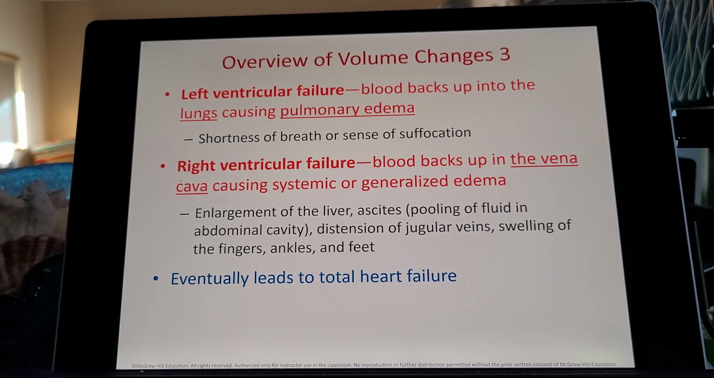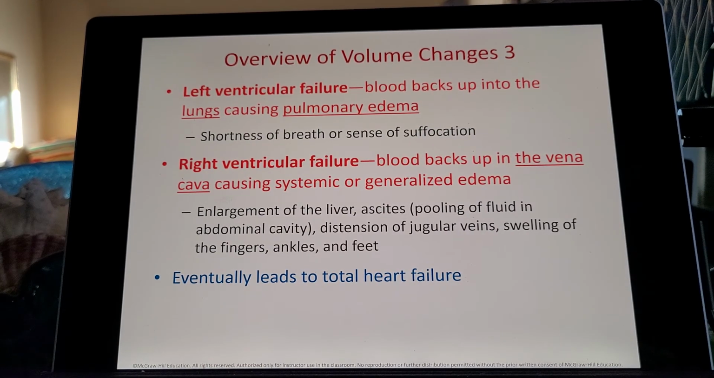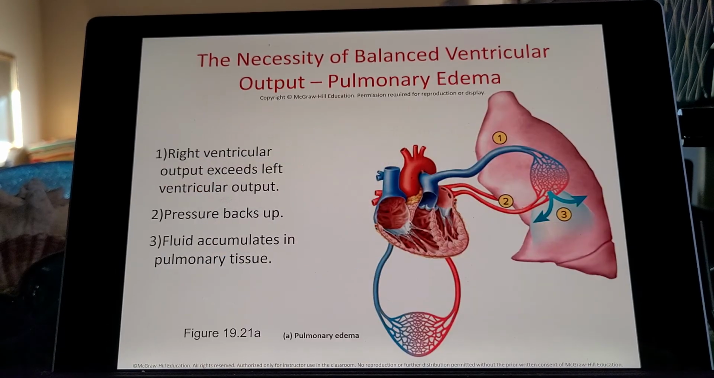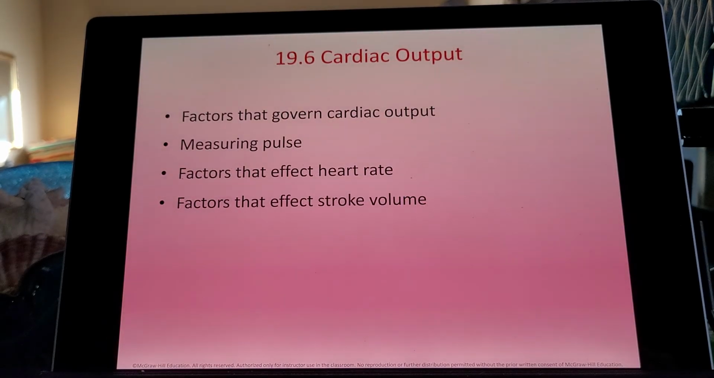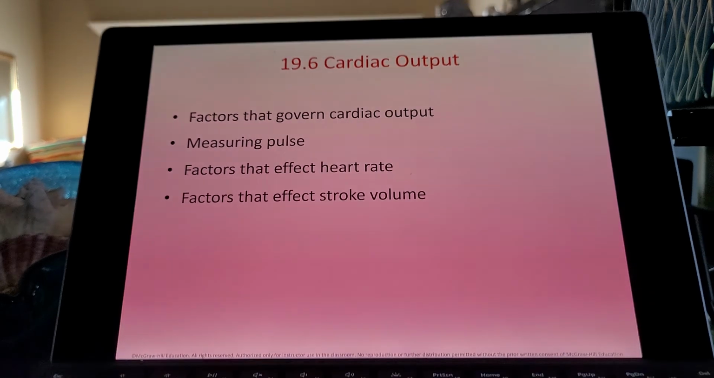Blood flow failure, you don't have to know that, so I'm going to skip that, at least for this test. They're showing how it can end up causing edema, or swelling in the lungs or swelling in the tissues. If those don't work out, I'm actually going to tack on this last little piece because there's only like 3 more questions in the study guide.